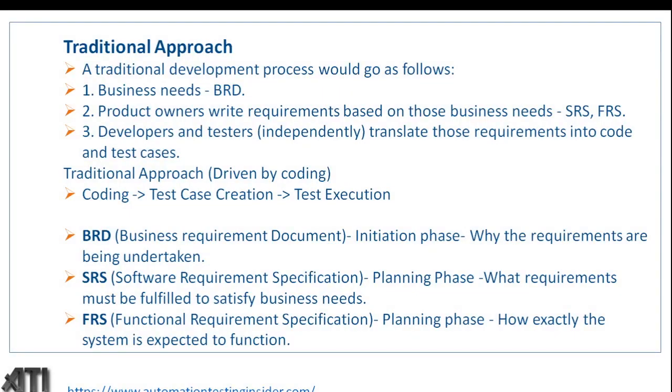So what happens in the traditional approach? A traditional development process would go as follows. We'll see how the process goes in the traditional development process. The first point is business needs. Stakeholders or product owners talk about the business needs, what their requirement is. They will create the high level document, that is BRD, business requirement document. We'll talk about what is BRD, SRS, NFRs later as well.